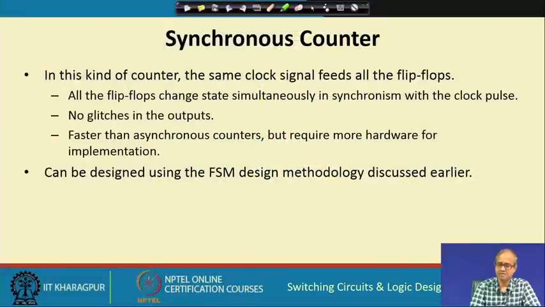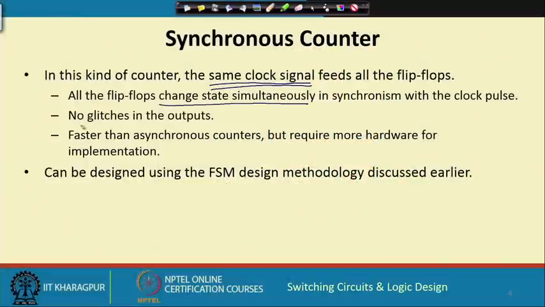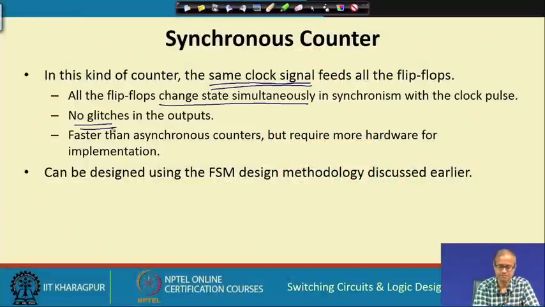Now, in contrast, a synchronous counter is characterized by the fact that you have the same clock signal feeding all the flip flops. And because the same clock signal is feeding the flip flops, whenever the active edge of the clock comes, all the flip flops will change state simultaneously. Those intermediate states that I have just now mentioned for ripple counter, they will not come. Okay? So, all flip flops change state simultaneously, which means no glitches in the outputs.